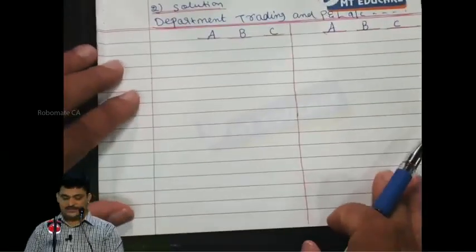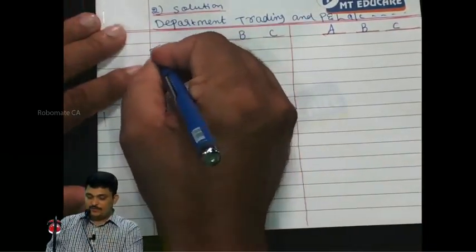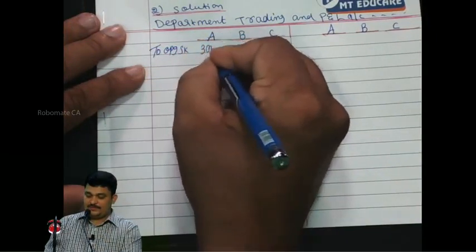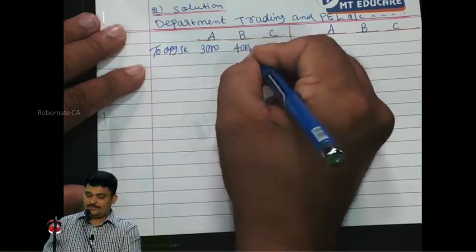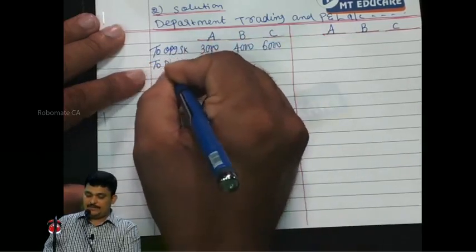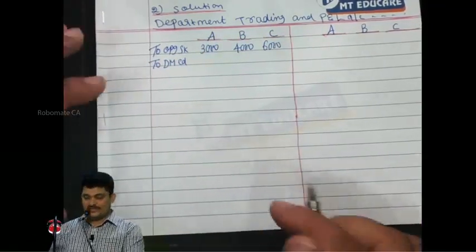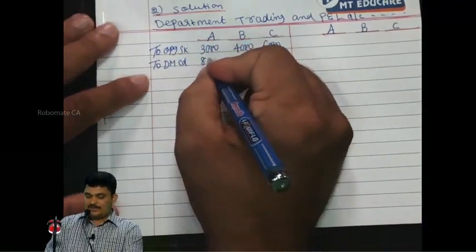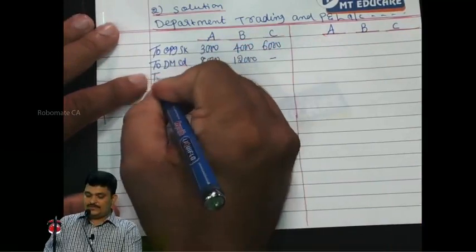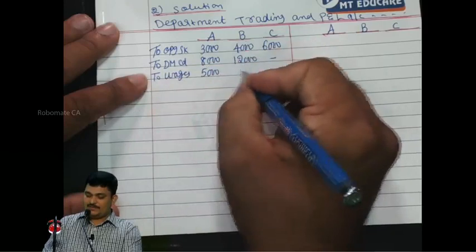Let us now take this processing department's trading account. To opening stock, 3,000, 6,000. To direct material consumed. We don't have purchases, it's a processing department. Still we call this trading account. 8,000. To wages, 5,000.